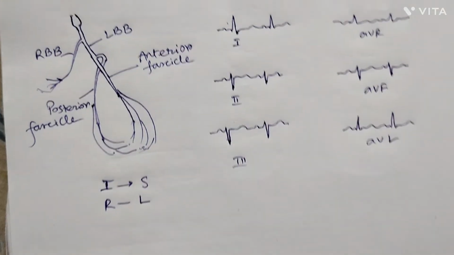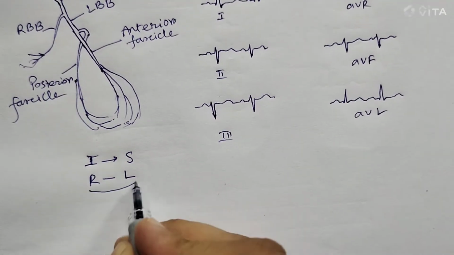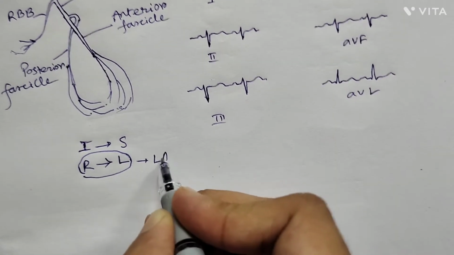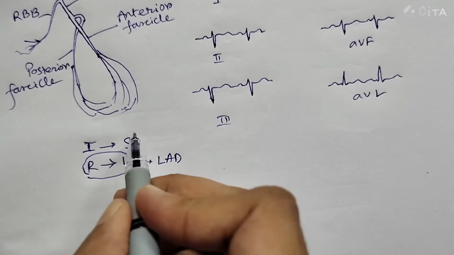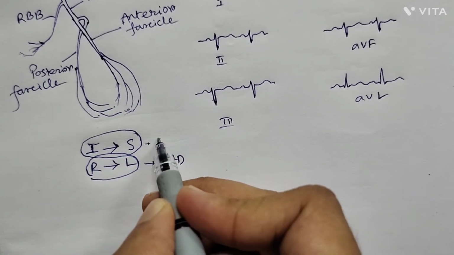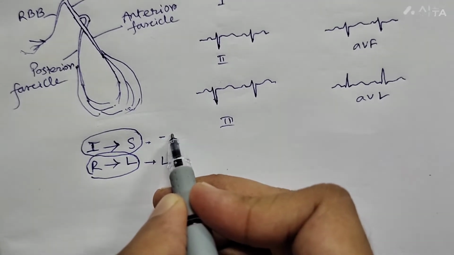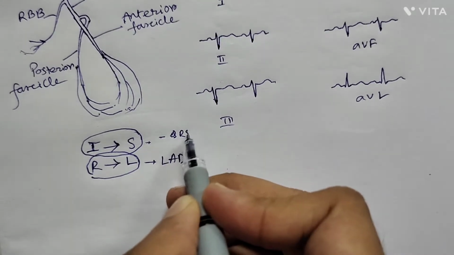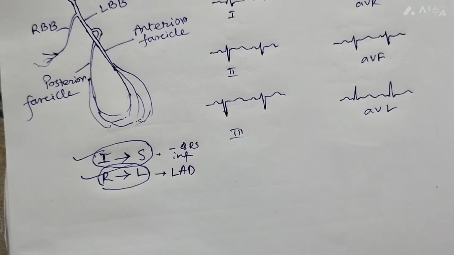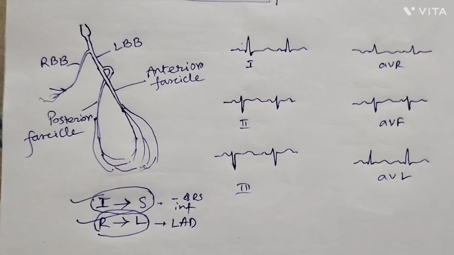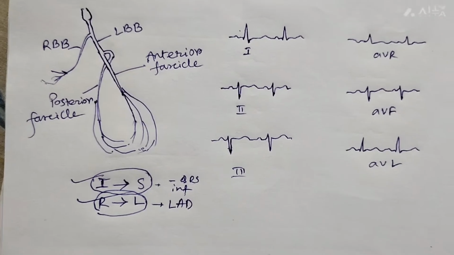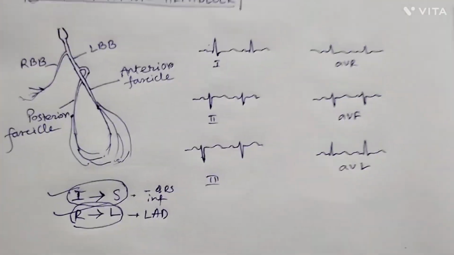So this right to left direction causes the left axis deviation, and this inferior to superior direction leads to a negative QRS complex in the inferior leads. These two things are sufficient to help guide the diagnosis of left anterior hemiblock in the ECG.